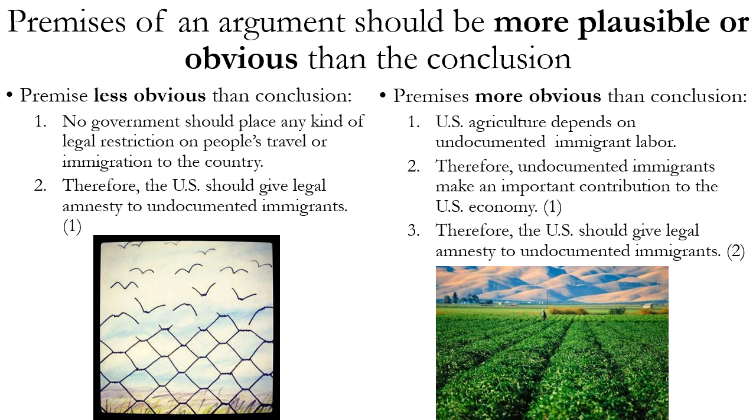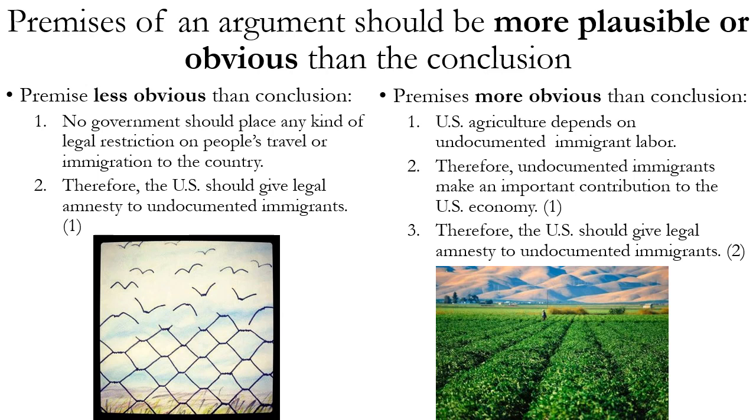So a general rule for making arguments effective is that the premises should be more plausible, more obvious, or more widely believed than the conclusion. That has to do with the function of arguments. A logical argument is supposed to take you from things you assume to be true already, the premises, to something you don't yet believe, the conclusion. Now this is only going to work if the premises are more plausible or more obvious than the conclusion.